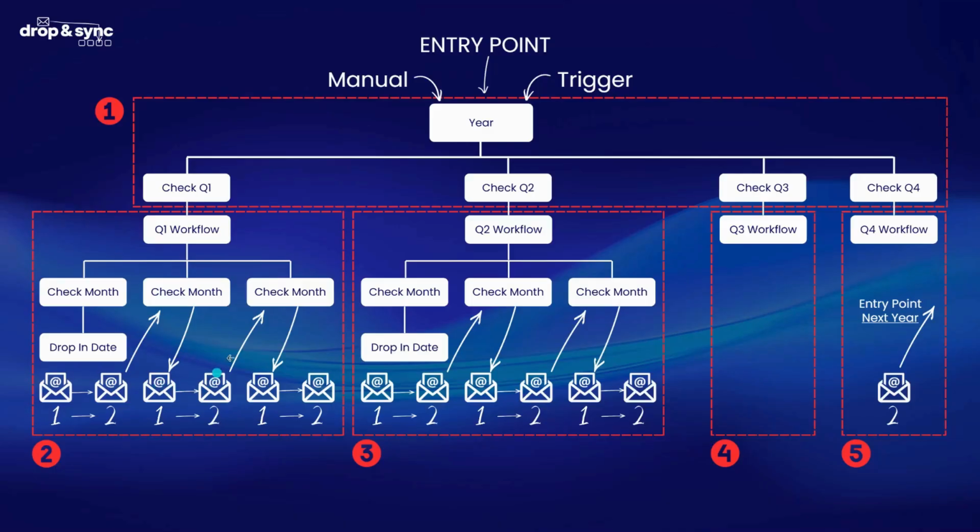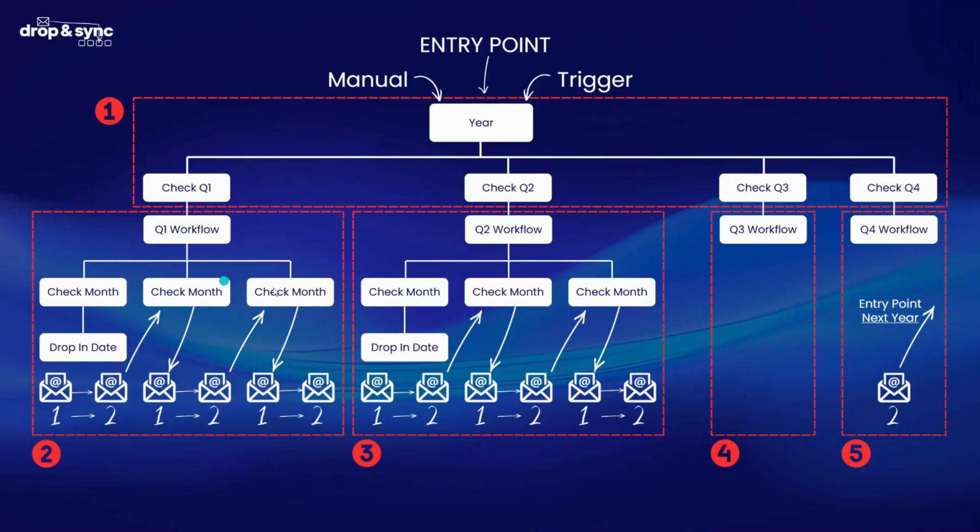This process continues for the contact until it reaches the last email of the last month of the quarter. From there, it jumps to the next quarter and continues through the workflow until it gets to the stop date for the next Monday. Then it follows through the sequence again and continues to each quarter workflow. When it gets to the fourth quarter workflow and the last email of the last month, it will jump to the entry point of the next year. On the next year, it starts all over again.